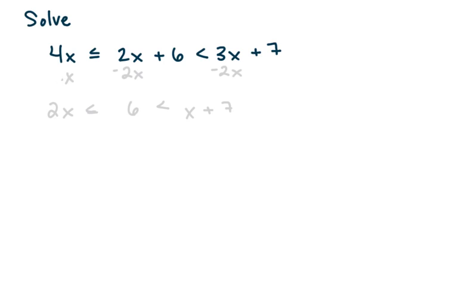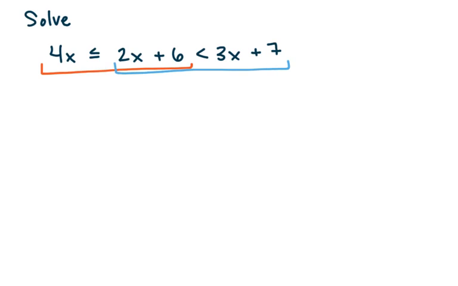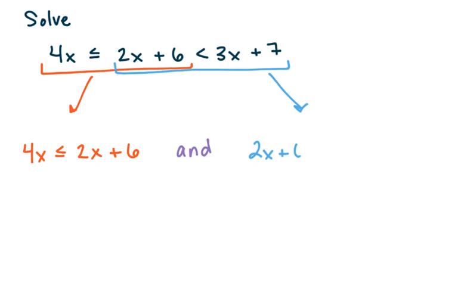So this is a situation where it's really helpful to be able to think about this as being written in conjunction, like a Venn diagram. We have these two pieces overlapping. So my first piece I'll deal with is 4x is less than or equal to 2x plus 6. And the second piece I'll have here is 2x plus 6 is less than 3x plus 7. So separating was really crucial to making this easier for us to solve.